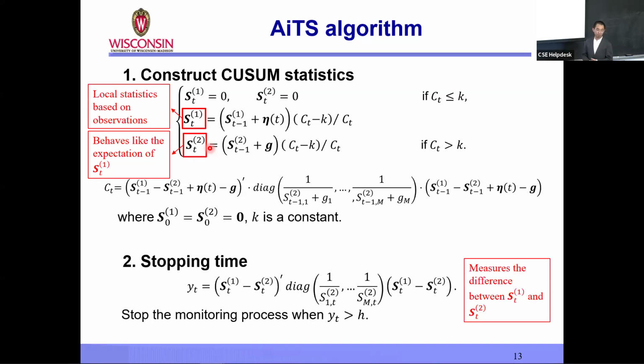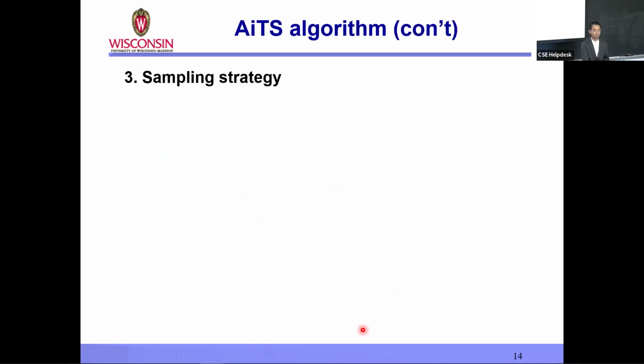That's why in the second step, we construct the monitoring statistic YT here. This YT essentially measures the difference between S1 and S2. If YT is larger than the pre-specified threshold H here, then we say the system is out of control. We will stop monitoring and have the QA team look into the system. However, if the monitoring statistic is below the threshold, then next time we need to update the sampling layout, which is the third part of this method.